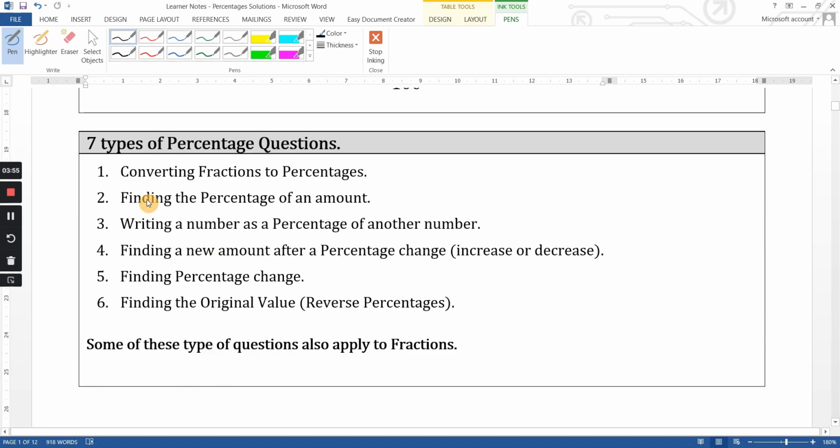So we're going to do 7 types of percentage questions. These are the most likely questions that are going to come up in the exams. Converting fractions to percentages, finding the percentage of an amount, writing a number as a percentage of another, finding a new amount after a percentage change, increase or decrease, finding percentage change, and finding the original value, or reverse percentage. Some of these types of questions also apply to fractions as well, so you could use the same method when you're dealing with fractions.